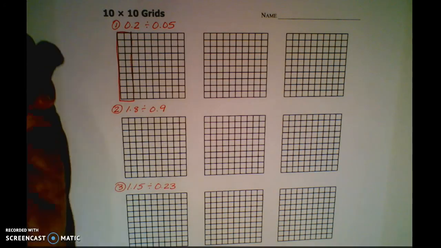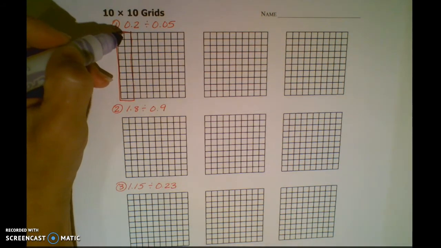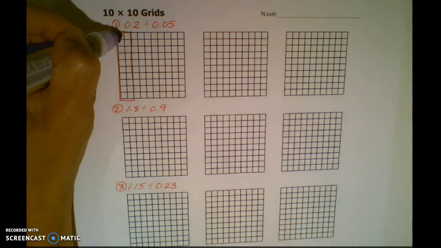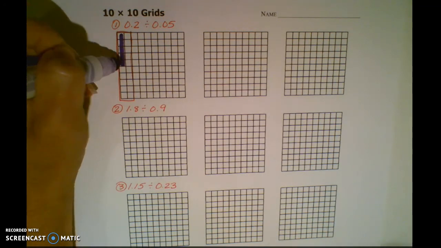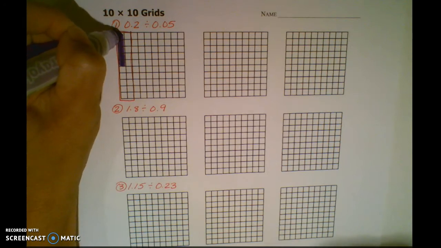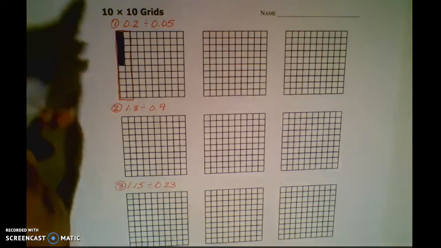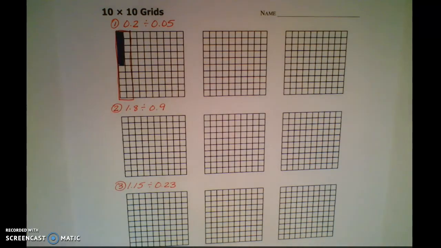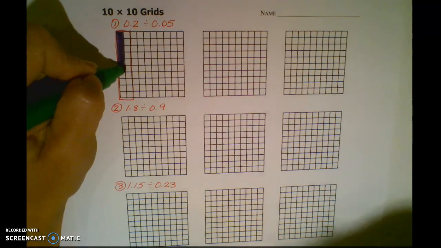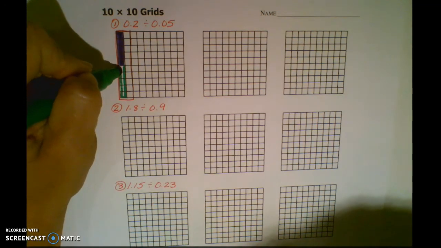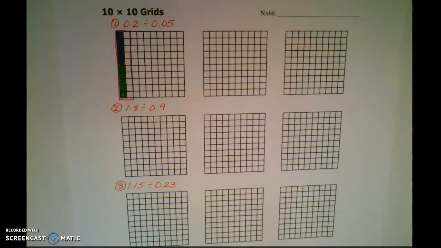Here we go. I am going to use a new color each time I make a group to help me go back and visually see how many groups there are. So I'm going to choose my light purple, which actually does not look like light purple when I draw it on here, but that's okay. And I'm going to shade in 5/100. So there's one group of 5/100 that I can make. Okay, I'm going to grab my green and I'm going to shade in another 5/100. Okay, I can make 2 groups so far.